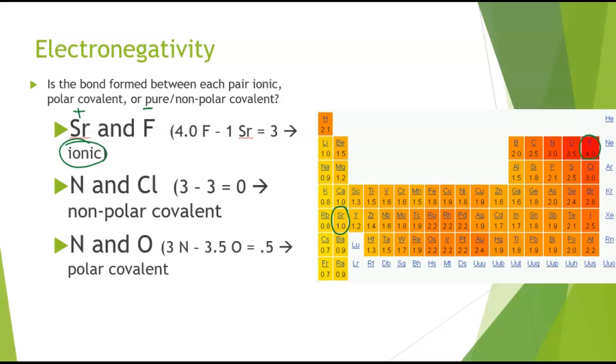If we take a look at nitrogen and chlorine, the electronegativity difference is 0, and so it is nonpolar covalent, meaning that it would share evenly. Finally, if we look at oxygen and nitrogen, we'd have a 0.5 difference, and so we would have a polar covalent bond because the electrons are not shared quite evenly.